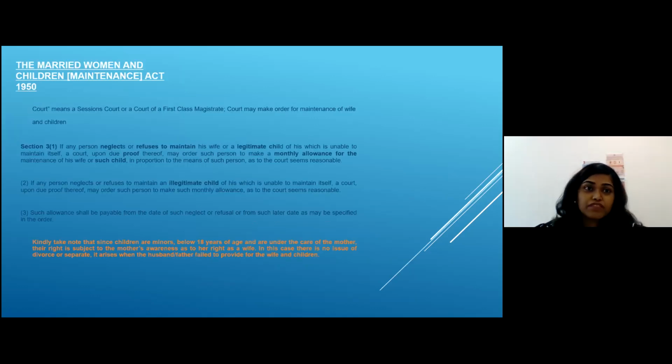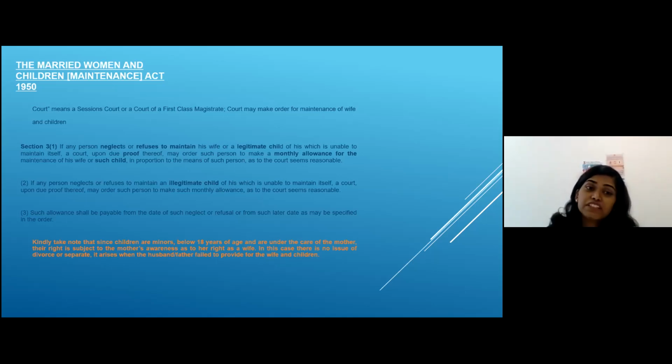Then we also have the Married Women and Children (Maintenance) Act 1950. Under this Act, the Sessions Court or High Court can make an order for maintenance of wife and children. Under section 3 subsection 1, if any person, usually referring to husbands, neglects or refuses to maintain his wife or legitimate child which he is able to maintain, a court, upon proof, may order such person to make a monthly allowance for the maintenance of his wife or such child, which the court should see as reasonable.